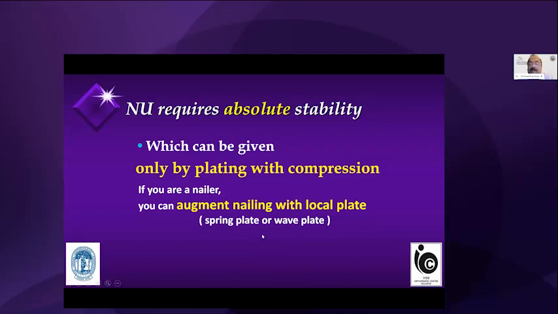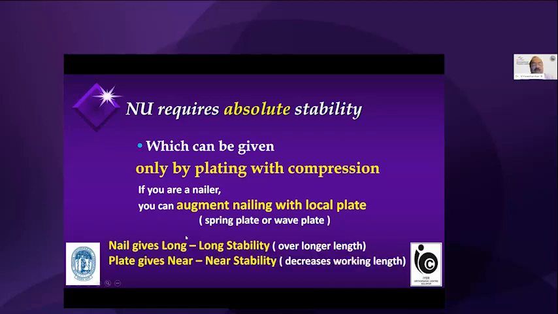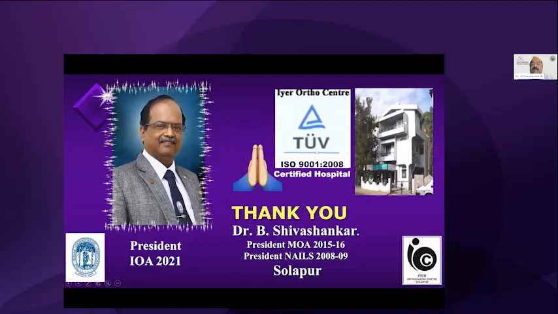I normally tend to use a spring plate or wave plate, especially if I'm using it for a shaft. A spring plate is something bent like a C, so that I can do grafting globally. The wave plate is also the same. You can do grafting globally, or sometimes in the subtrochanteric region where I want a stronger plate, I use a radius ulna plate or a mini DCP plate. In that, it is difficult to bend it to a wave plate, so I use a straight plate in such cases. So the nail gives long stability, that is over the whole length of the bone, and the plate gives absolute stability by decreasing the working length of the bone. Thank you very much. Over to you, sir.